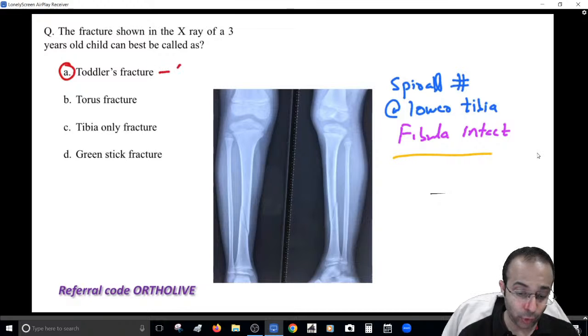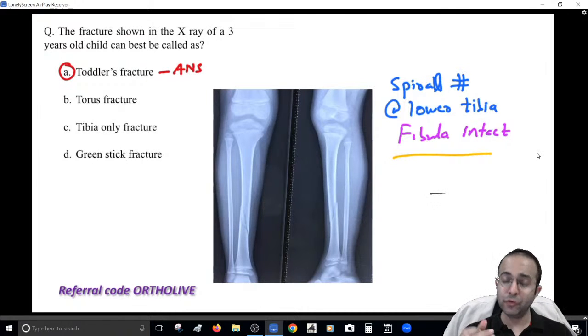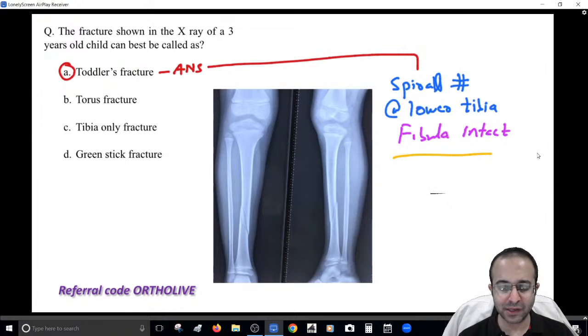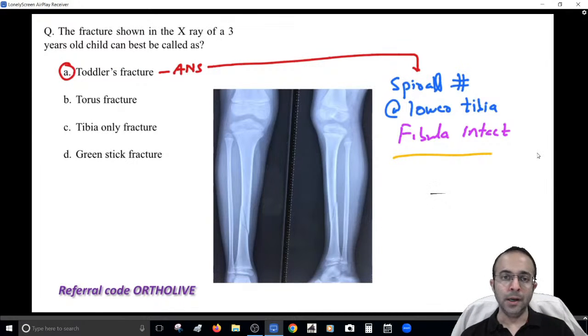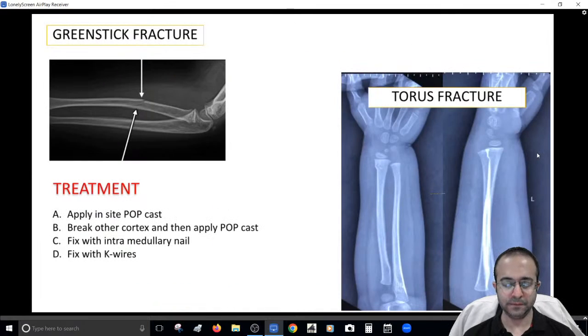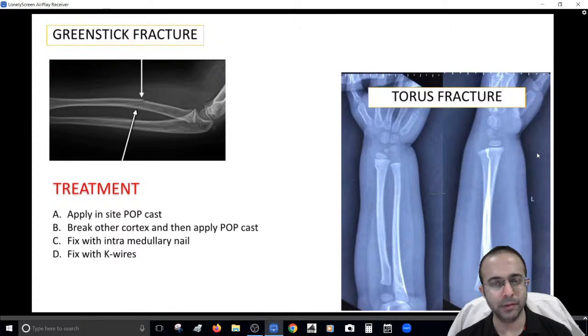They're all sleeping. Toddler's fracture. I think I need to spill some coffee on you guys. This is toddler's fracture. That's how classically we define a toddler's fracture. Please, it's not a green stick fracture. See, children are known for these fracture patterns, torus and green stick, but in the upper limb. You mostly find these fractures in the upper limb.